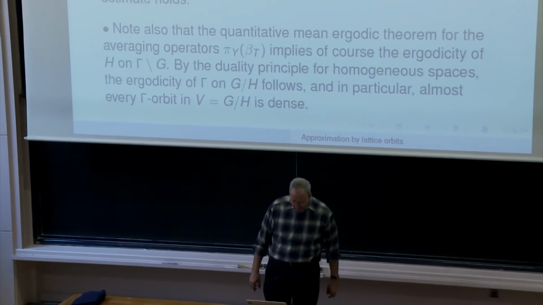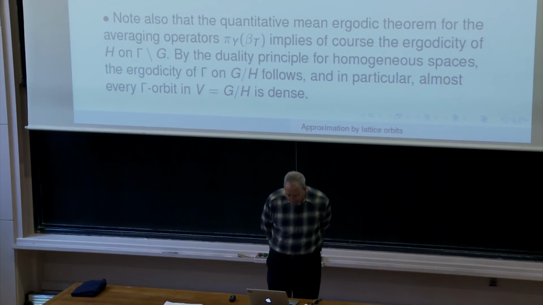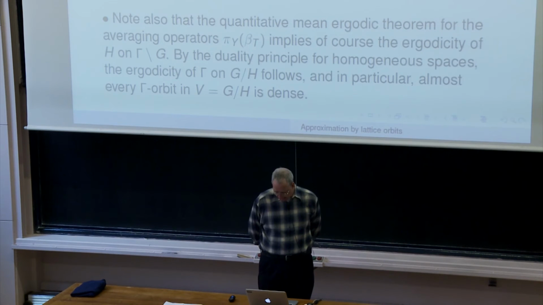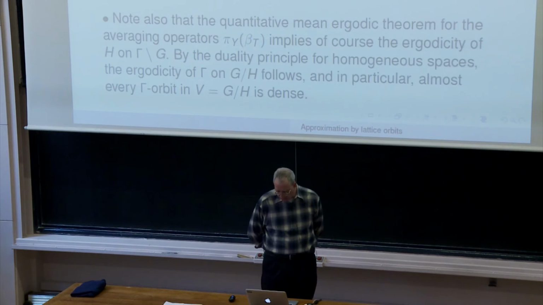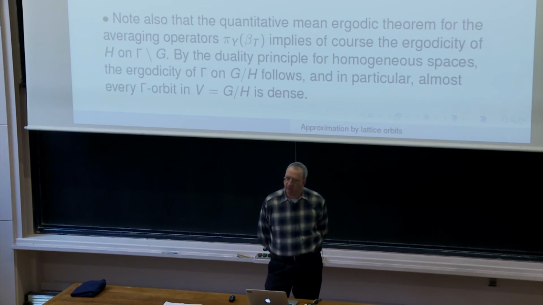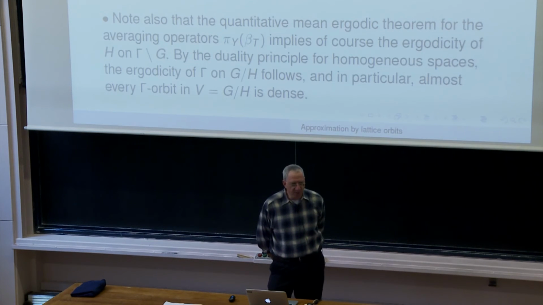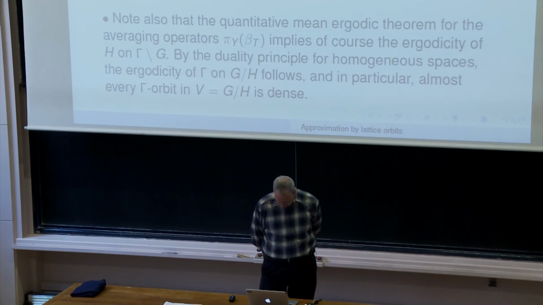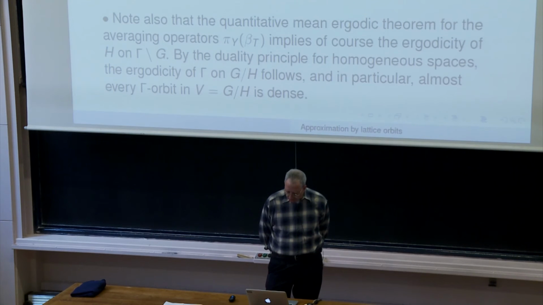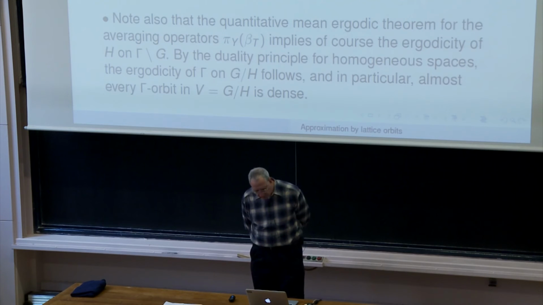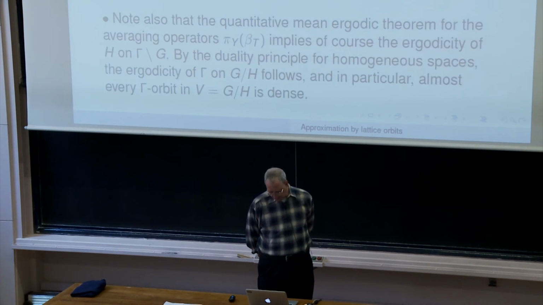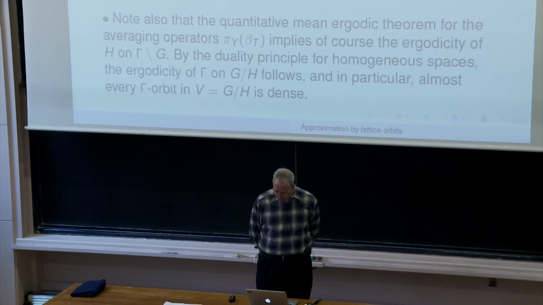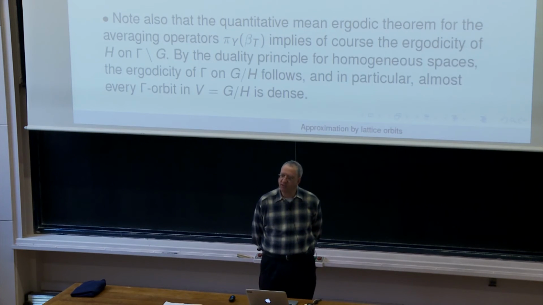One more remark is that the quantitative mean ergodic theorem for the averaging operators π_Y β_t is a much stronger statement, and it implies, of course, the ergodicity of H on G mod Γ. So a group that satisfies the mean ergodic theorem is ergodic. That's the easy implication. And if H is ergodic on G mod Γ, then by the duality principle for homogeneous spaces, the ergodicity of Γ on G mod H follows. So in particular, almost every Γ orbit in V equals G mod H is dense.